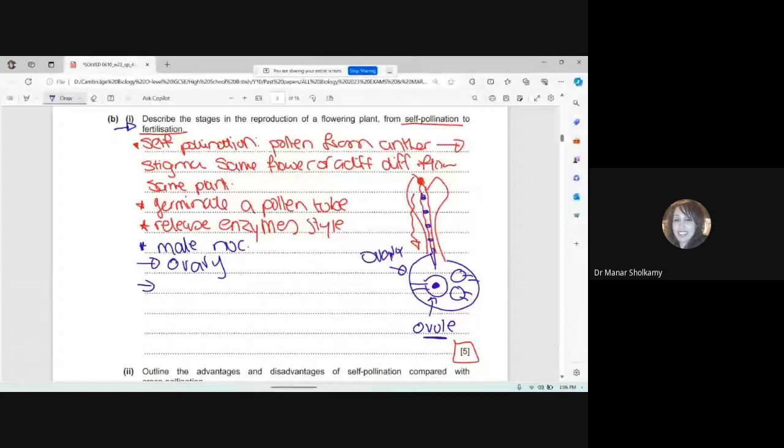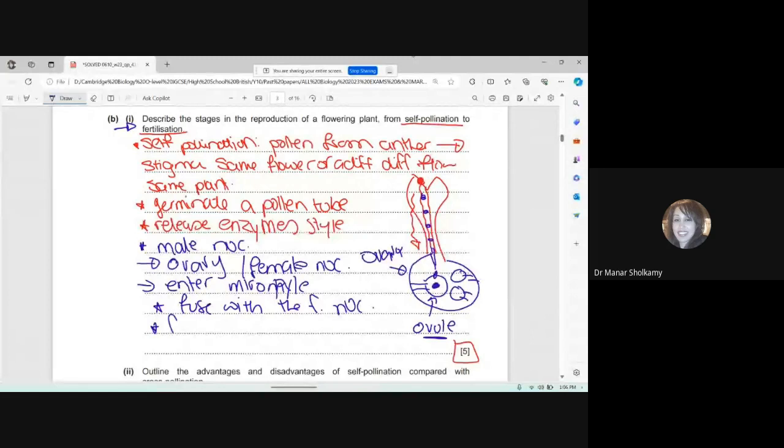How will the male nucleus fuse with the female nucleus? How does it reach? How does it enter the ovule? For the fertilization, micropyle. Yes, don't jump to the female nucleus. It will enter through the micropyle. So the male nucleus will enter through the micropyle, and it will fuse with the female nucleus. And this is the process of fertilization.